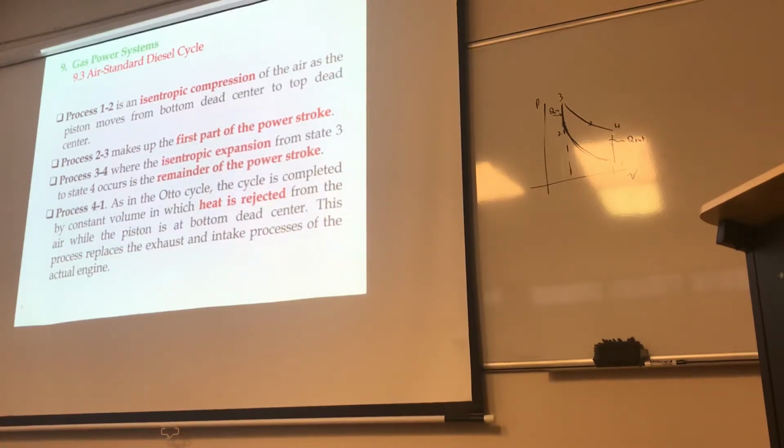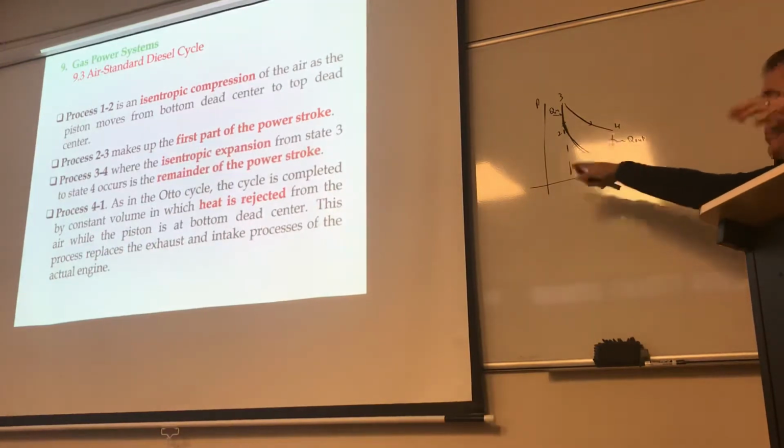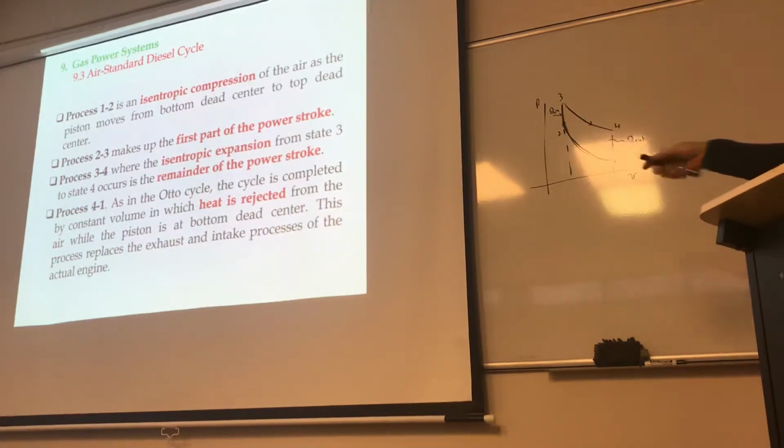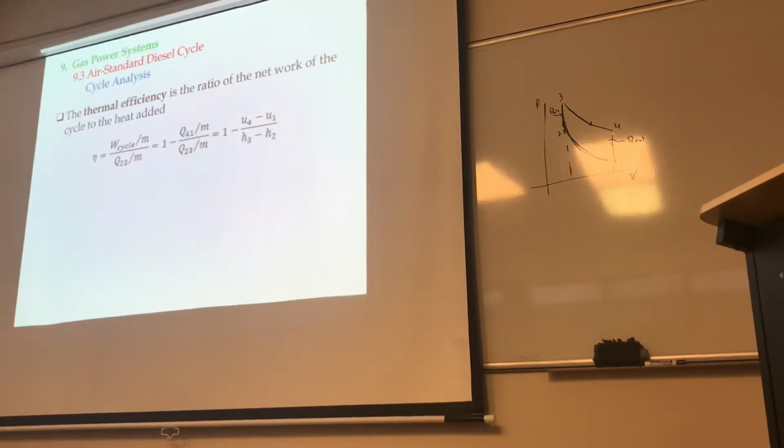Of course, 4 to 1 and 1 to 2 becomes essentially the same thing as the Otto cycle, meaning that as in the Otto cycle, the heat is completed by constant volume heat rejection from the air while the piston is at the bottom dead center, which replaces the exhaust and intake processes of the four-stroke engine. So again, not much difference between the diesel and the Otto cycle. You still need four states, four things that you need to do.